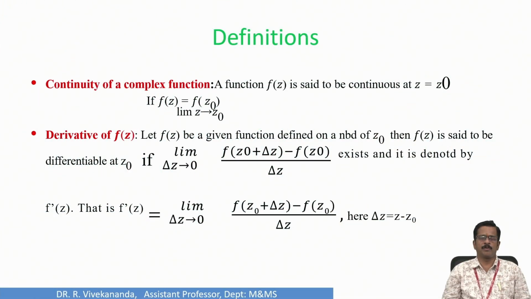Right. Continuity of a complex function. This I said in a previous class. That is, the limit of a function equals the function value at that point. Then the function is said to be continuous. Next, derivative. Derivative of a complex function. Similar to the derivative of a function in the real system, the derivative of a complex function we defined here.